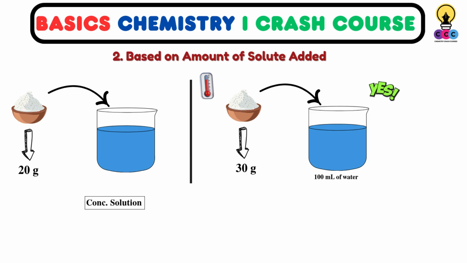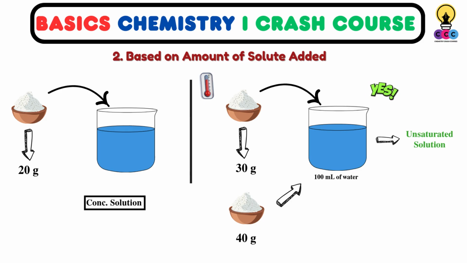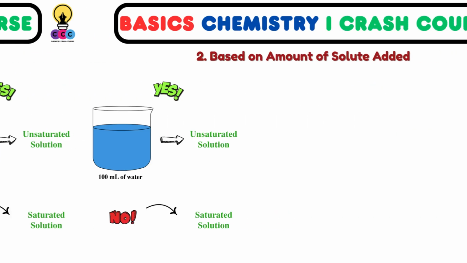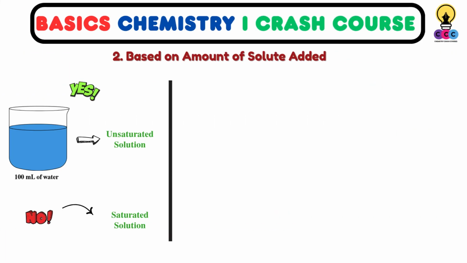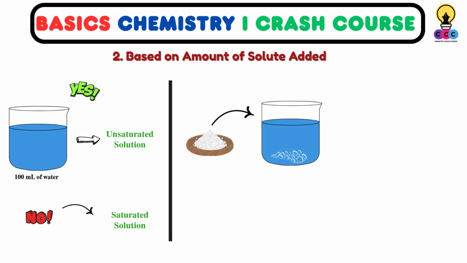Thus, such a solution that can dissolve more solute at a given temperature is called an unsaturated solution. On the other hand, if I try to add 5 gram more in the solution that already contains 35 gram of solute, I will not be able to dissolve that amount. Some of the added amount will settle down. At this point, when no further solute can be dissolved in a solution at a given temperature, the solution has become a saturated solution. However, this extra amount that has settled down in a saturated solution can be dissolved on heating.